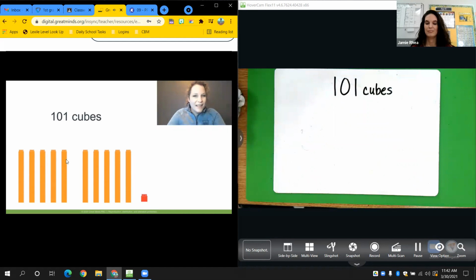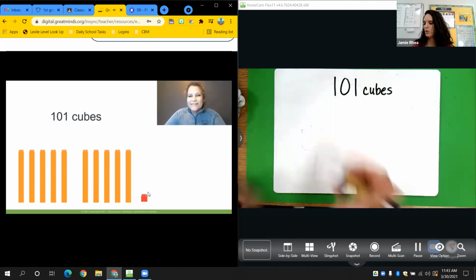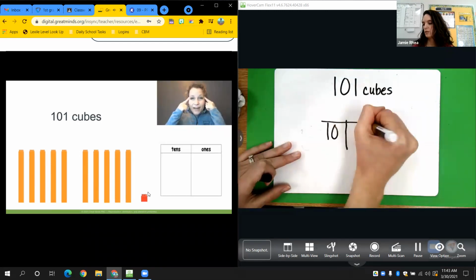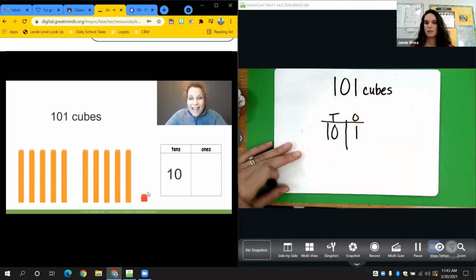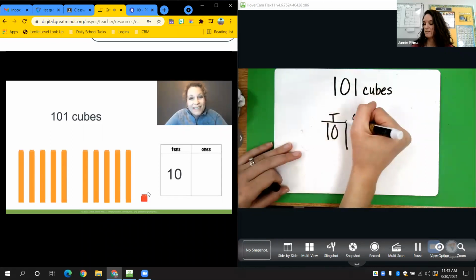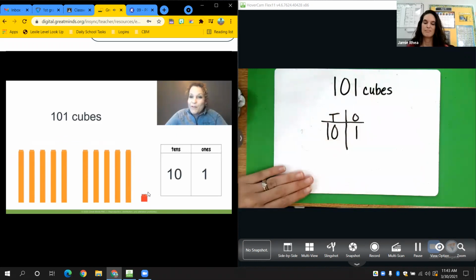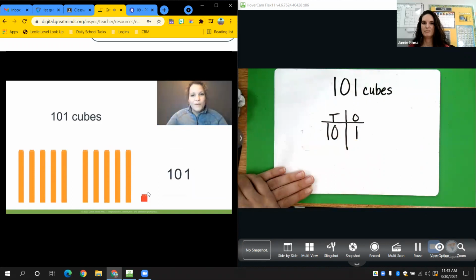Turn and tell a learning partner how you knew that there were 101 cubes, or say it out loud to me. I've got a group of 10 sticks of cubes and then one more cube. In my mind, I'm picturing a place value chart. And I know that there are 10 tens because I can see them right here. And there is one extra cube, which would be in the ones place.